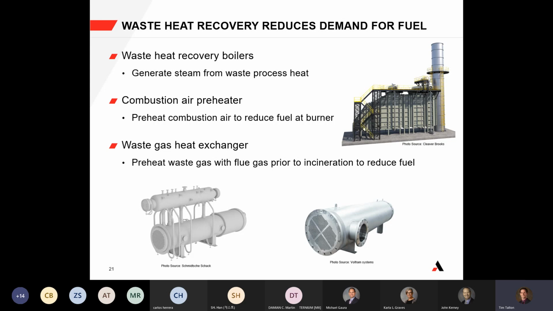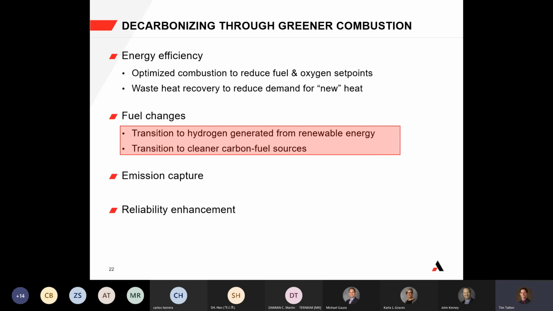And if you're incinerating some type of waste gas, you could have a waste gas heat exchanger, and that will also allow you to reduce the amount of fuel because, again, you're bringing heat back to the burner, which reduces the demand for fuel consumption. So that was the energy efficiency section.